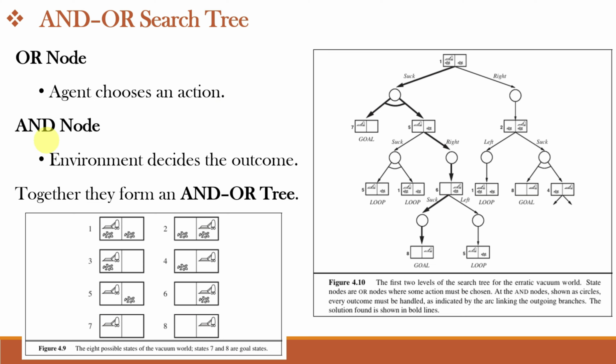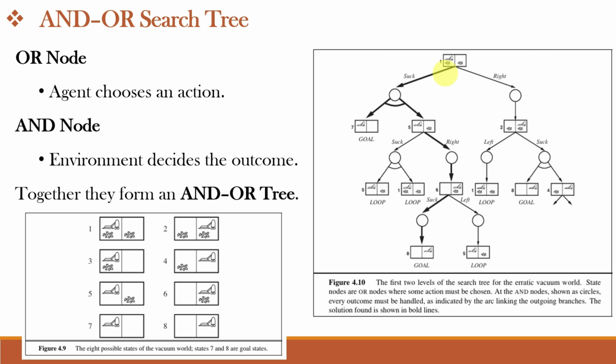And the second is the AND node. At the AND node, the environment decides which possible outcome actually occurs. Since every possible outcome must be considered, the search tree alternates between OR nodes and AND nodes. As shown in this figure, the state nodes, this 1, 2, 5, 7, etc. are the OR nodes, where some action must be chosen. And these circles are the AND nodes. And every outcome must be handled by these AND nodes, which is shown by the arc linking the outgoing branches.